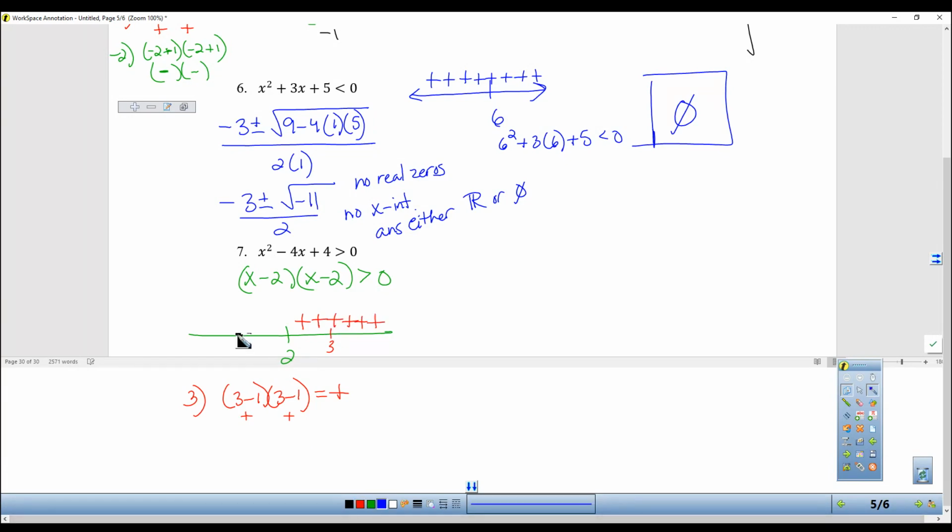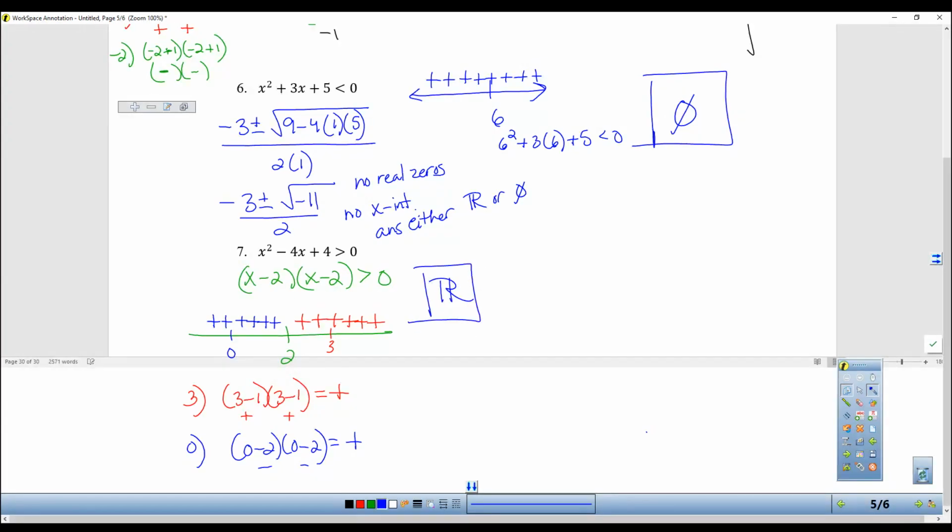And then I'm going to check 0, because I love to check 0. It's so easy. When I plug 0 in, 0 minus 2 times 0 minus 2 is a negative times a negative, which makes a positive. So this entire thing is positive, which means the answer is, again, either all real numbers or no solution. So since we need the entire thing to be greater than 0, it is. Every single one of these points is going to be greater than 0.